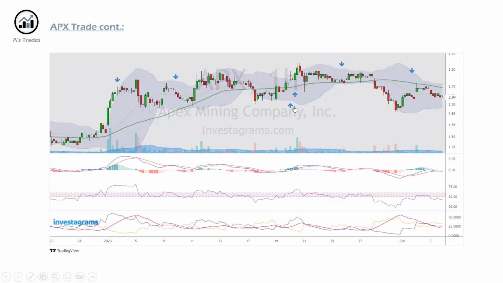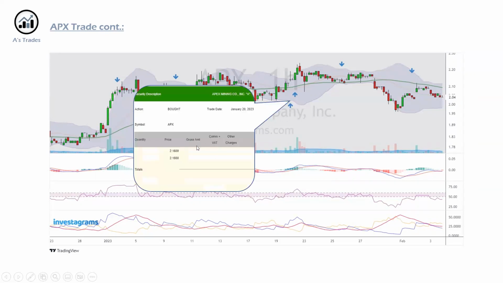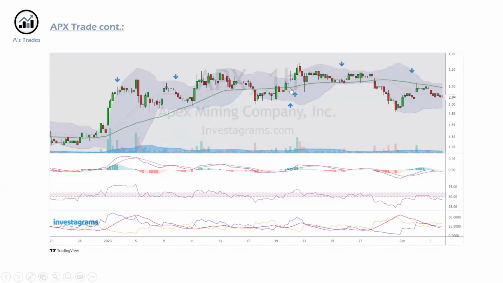I entered on these 2 candlesticks here, in 2 tranches. Basically, I bought them on the same day. The first tranche at the price of 2.16 and the second tranche at the price of 2.18. I bought on this candlestick because it is a gap up price opening accompanied by above average volume. Also, all the criteria check out based on the indicators.